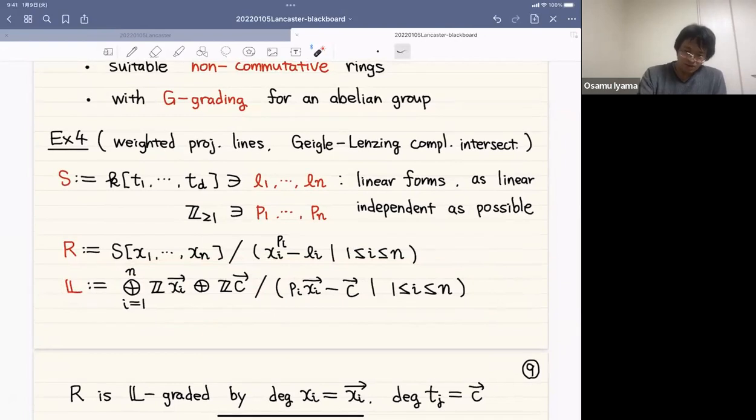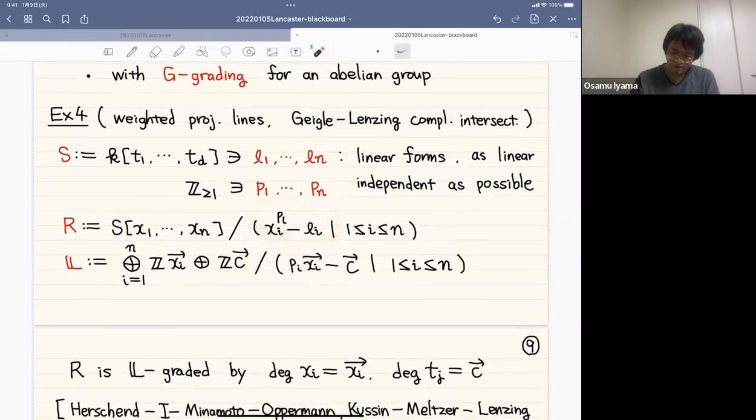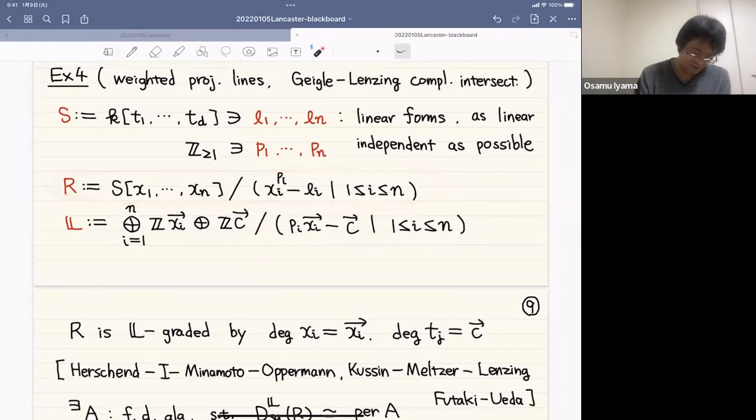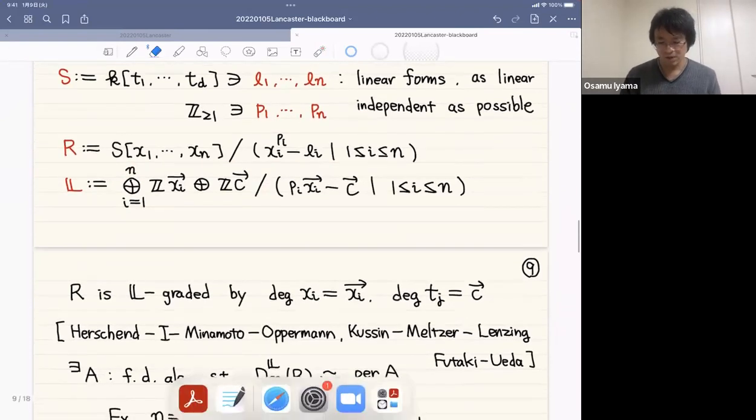What we want to do is to make every variable t_i and x_j homogeneous. The degree of the new variables x_i is given by the vector x_i, and the degree of all the variables t_j is given by the additional element c. Then this element must be homogeneous, therefore we take a quotient by such a subgroup. The degree of x_i^{p_i} is p_i times x_i, and the degree of l_i is c, so they must be the same. So we get a Gorenstein ring graded by this abelian group, which has rank 1 and in general has torsion elements.